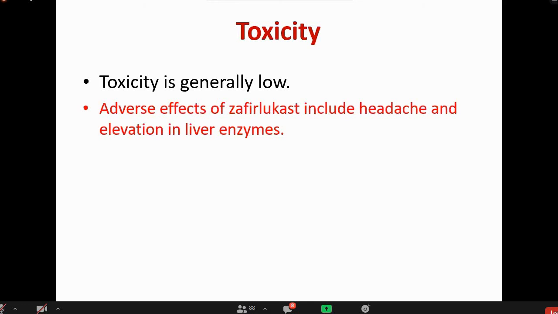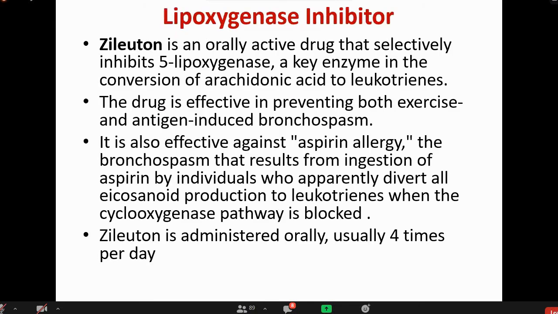Why isn't zafirlukast being used? Because of the side effects, and also because of the multiple dosing, right? In case of montelukast, just a once-daily dose is sufficient. But if a patient is taking zafirlukast, multiple dosing is required, and at the same time they will have to face adverse effects like headache and raised liver enzymes. So that is why we prefer to use montelukast. The most beneficial effect is the least dosing. Just a once-in-a-day dose would be sufficient.